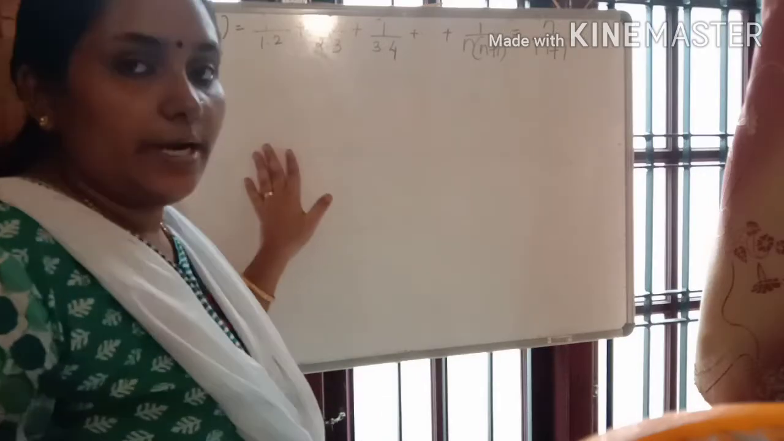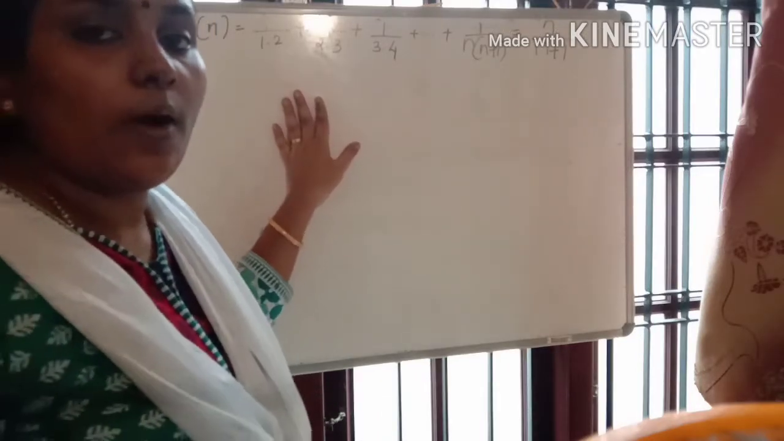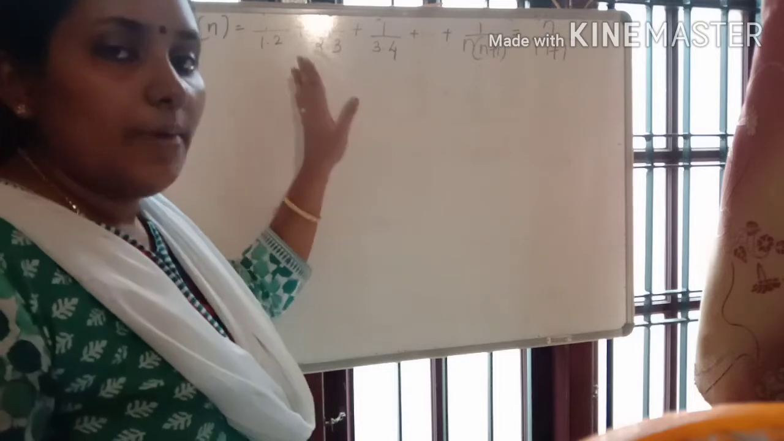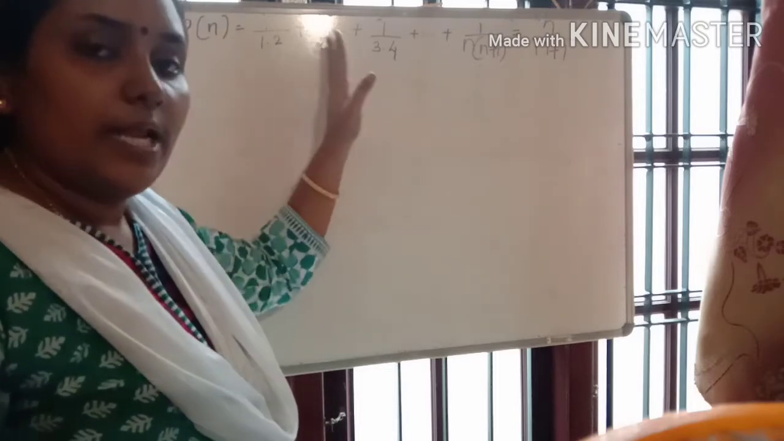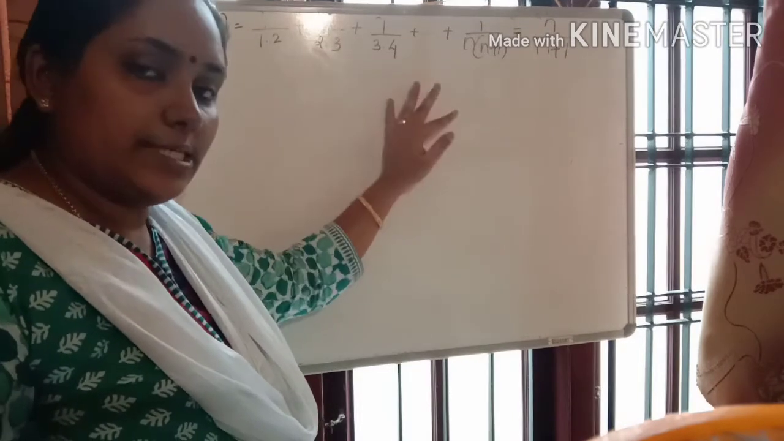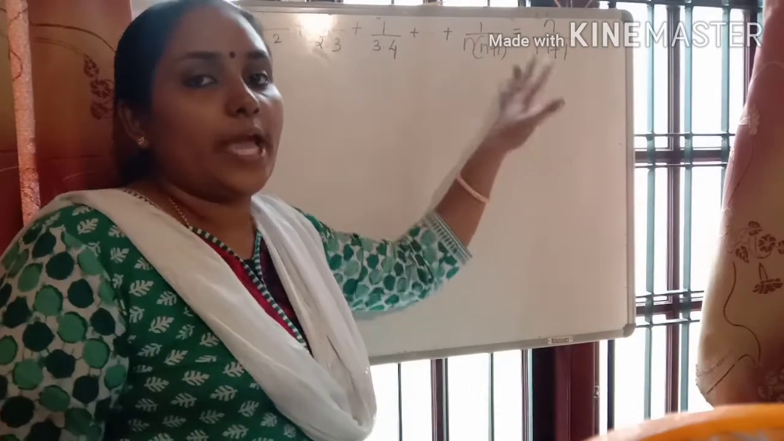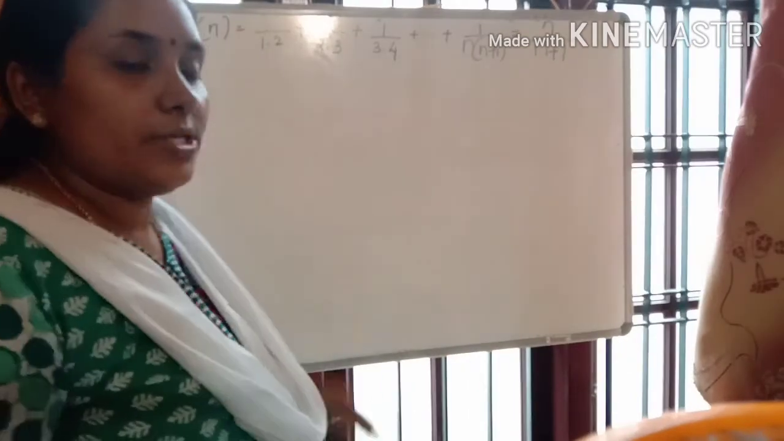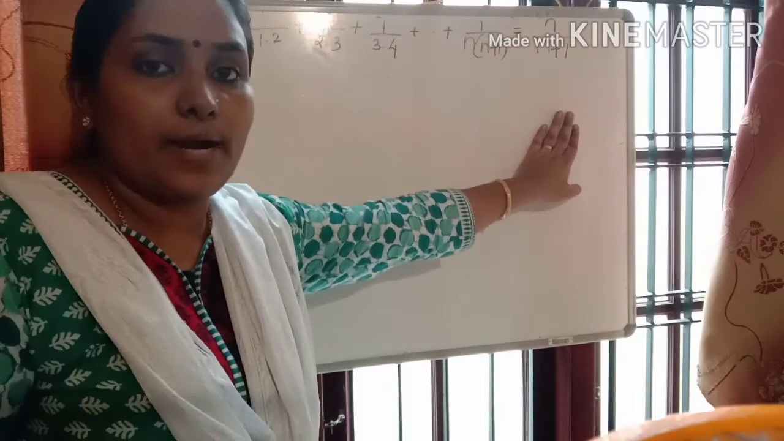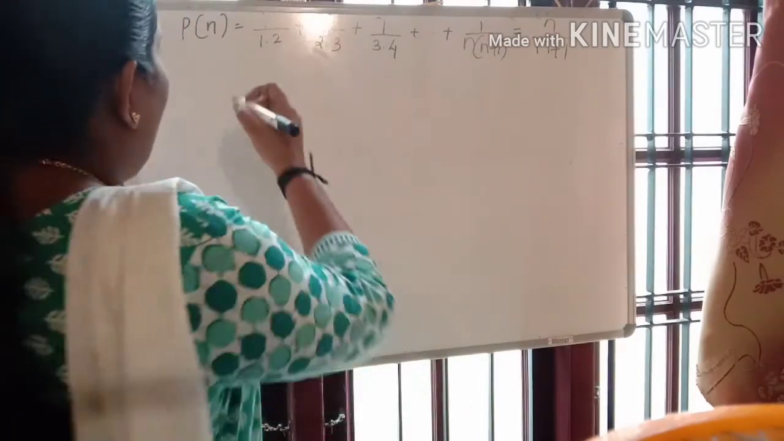Yes. Here is another example: P of n equals 1 divided by 1 into 2, plus 1 divided by 2 into 3, plus 1 divided by 3 into 4, etc., plus 1 divided by n into n plus 1, is equal to n by n plus 1. The equation for this question is n by n plus 1. First of all, we have to show that for n equal to 1, P of 1 is true.